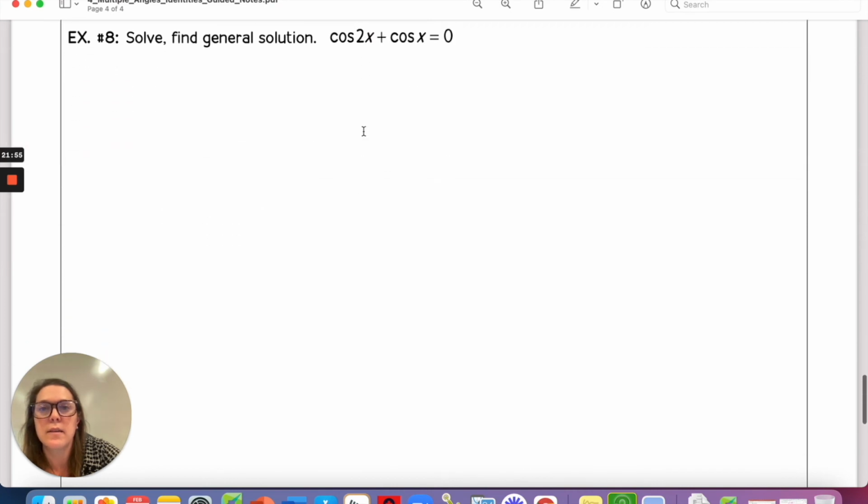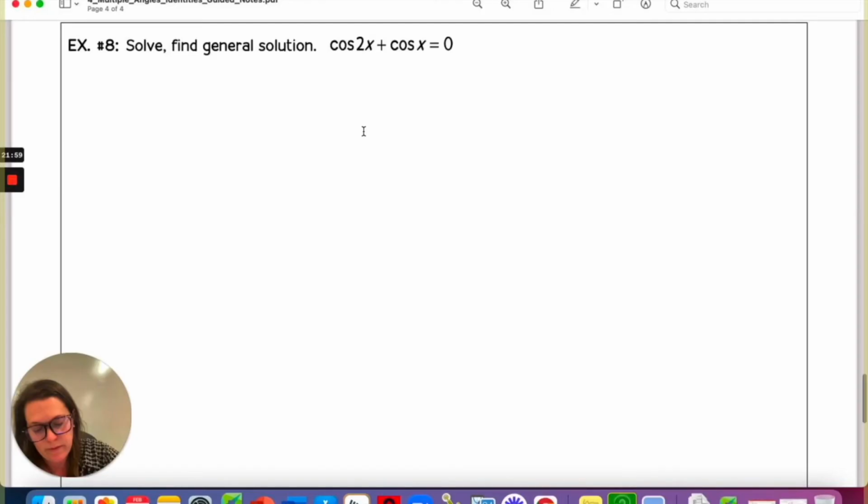All right, example 8, find the general solution. So we have the cosine of 2x plus cosine of x is equal to 0. All right, so let's go ahead and turn these into things. Looking at my double angle cosine, I've got multiple options. I think I'm going to go with 2 cosine squared x minus 1. The reason why I'm going with that one is because I already have a cosine x in my equation, so then maybe I can try to factor this out.